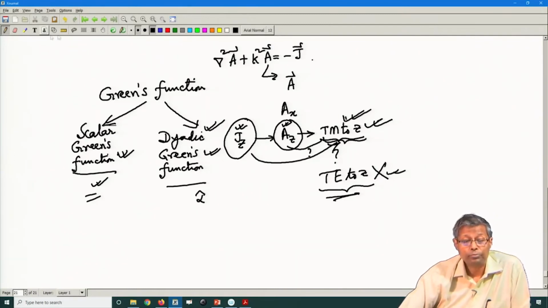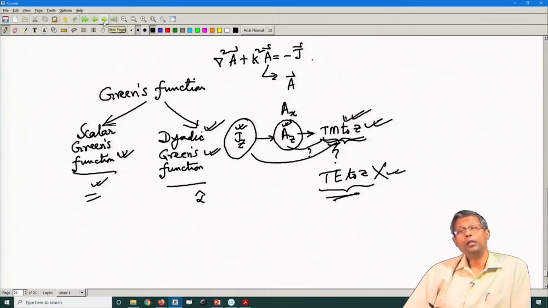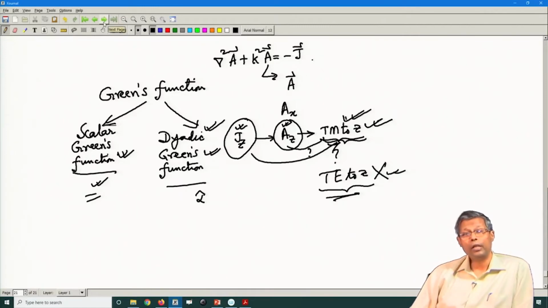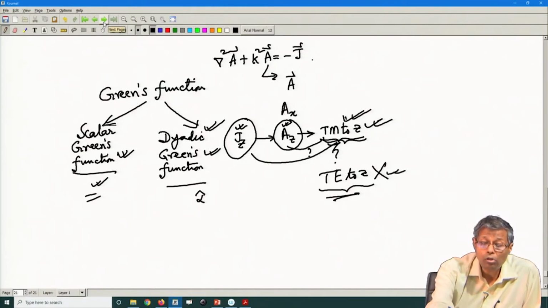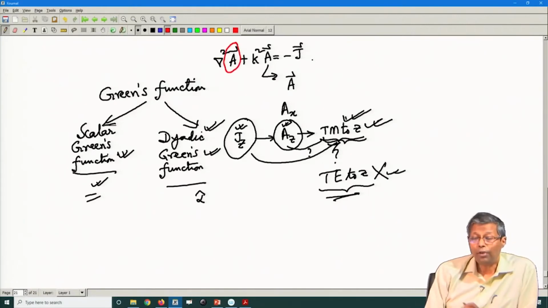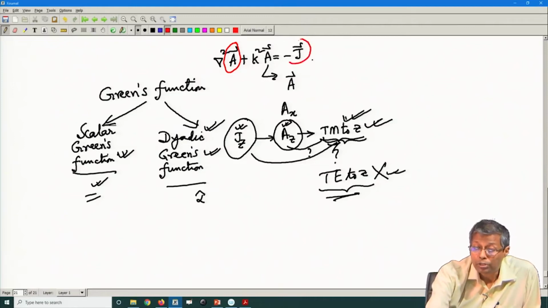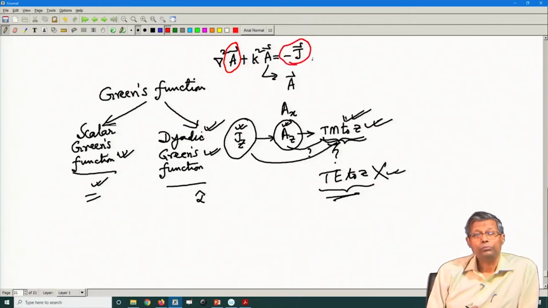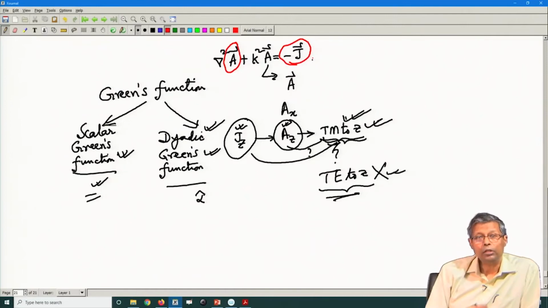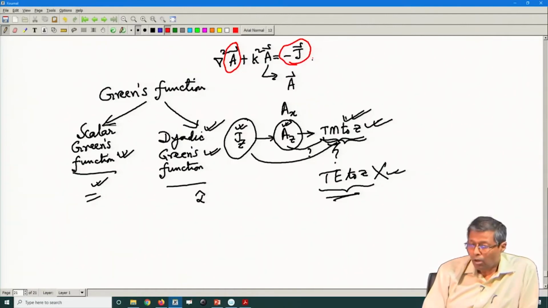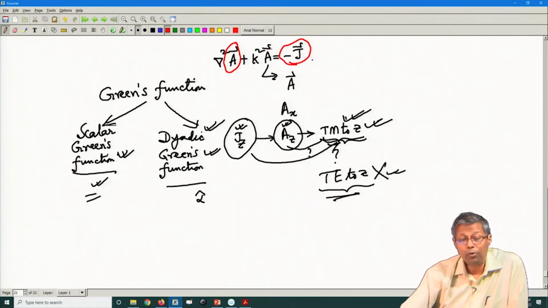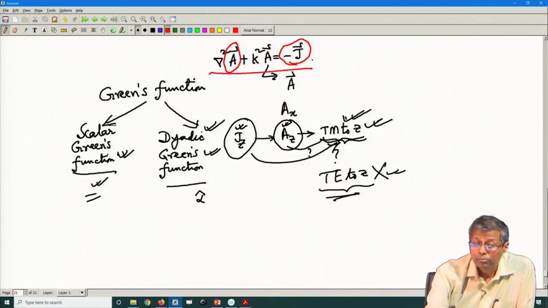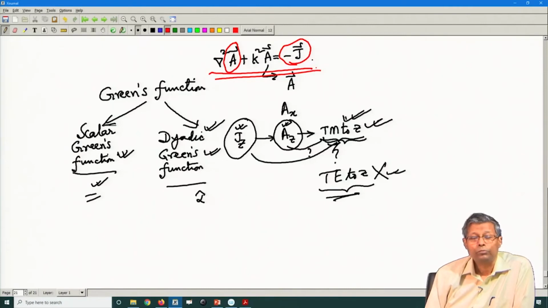Okay. So, the essential importance of the Helmholtz equation lies in the fact that our sole purpose now is to calculate A, given a current source J or a point source J under the given boundary conditions. But now let us find out how we calculate the fields from this A.